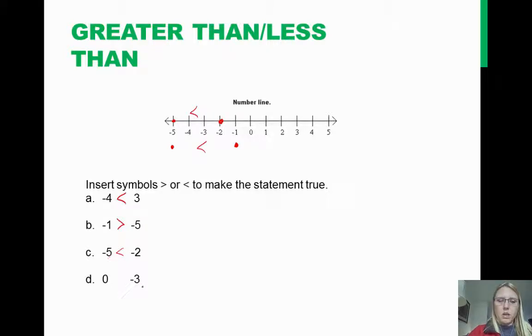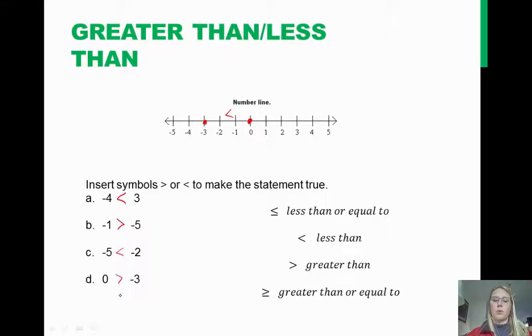Let's look at 0 and -3. I'm going to erase these first. Okay, 0 and -3. We have 0, -3, and we're going to point towards the -3 because it's smaller. So here we have a greater than. 0 is greater than -3.